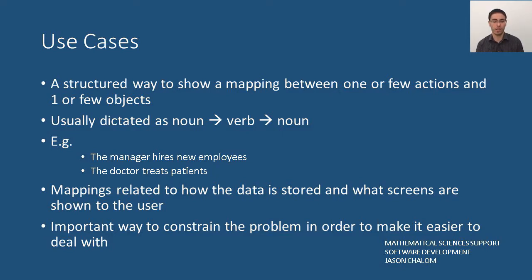Some examples I've given in the slides are the manager hires new employees, the doctor treats patients. They're very simple ways of breaking up a complex software solution into very small actions and objects that you can then implement. It's very important to constrain, especially a very large system, into very small sub feature requests and functional requirements. This helps in implementation so that you have essentially a checklist of smaller operations you need to get working in order to get a big system working. So rather than trying to tackle a large system, you're trying to tackle smaller issues.